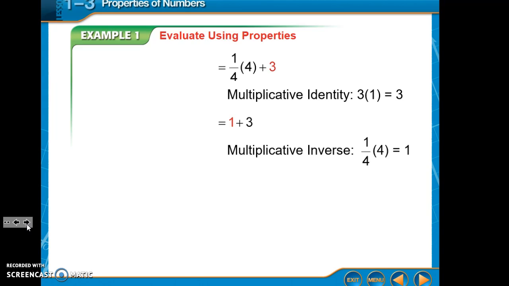And can we use substitution? 1 plus 3 equals what? 4. So using substitution, 1 plus 3 equals 4. That's not that bad, right?